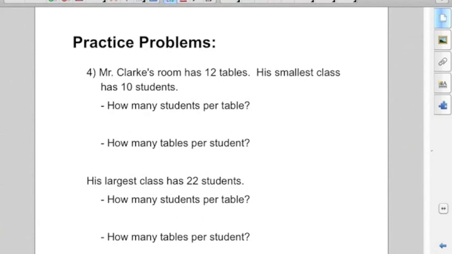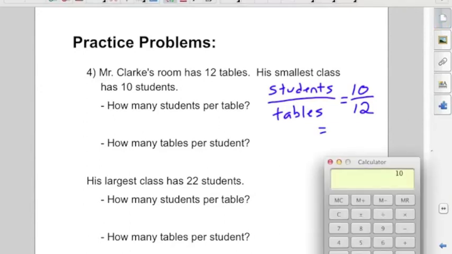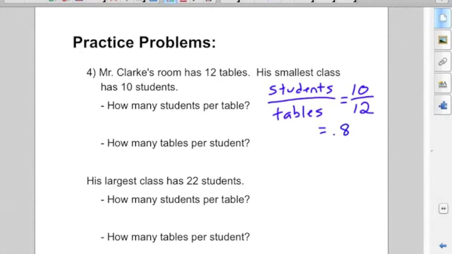Ready? Okay. How many students per table? I need to do students divided by tables, which in this case is 10 students divided by 12 tables. Let's do the math. 10 divided by 12 is 0.83 students per table.